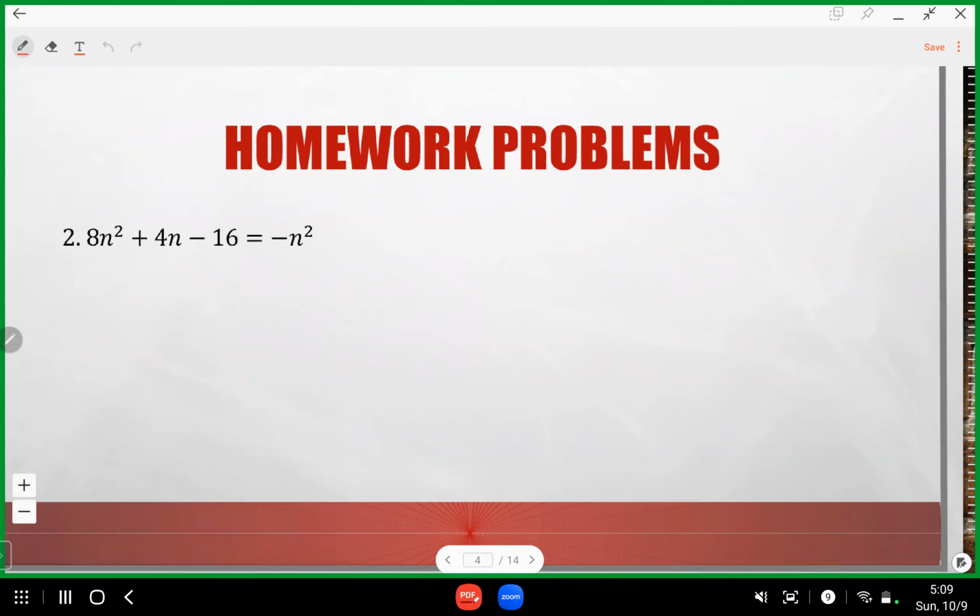All right, so let's try this next problem. Remember that you need to make it equal to 0. Whenever it's not equal to 0, you've got to move the terms to the other side to make it equal to 0. I'll give you a few moments to do this one, and then you can put your answers in the chat as well.